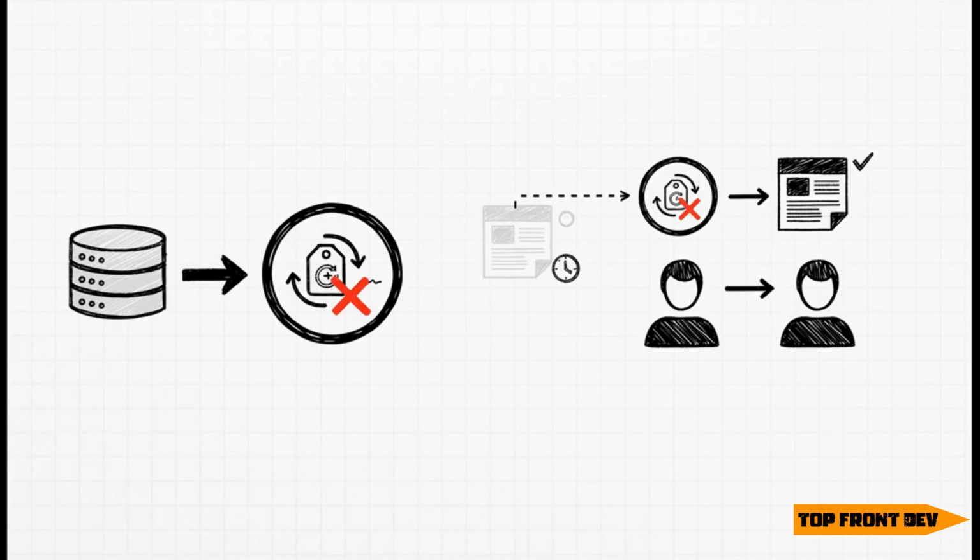Now, for content that isn't specific to one user and can handle a tiny delay, you'll use revalidate tag. Think about publishing a new blog post. You call revalidate tag posts. This tells Next.js, hey, invalidate the cache for this tag, so the next person who visits gets the fresh version. It's perfect for things that need to be eventually consistent.